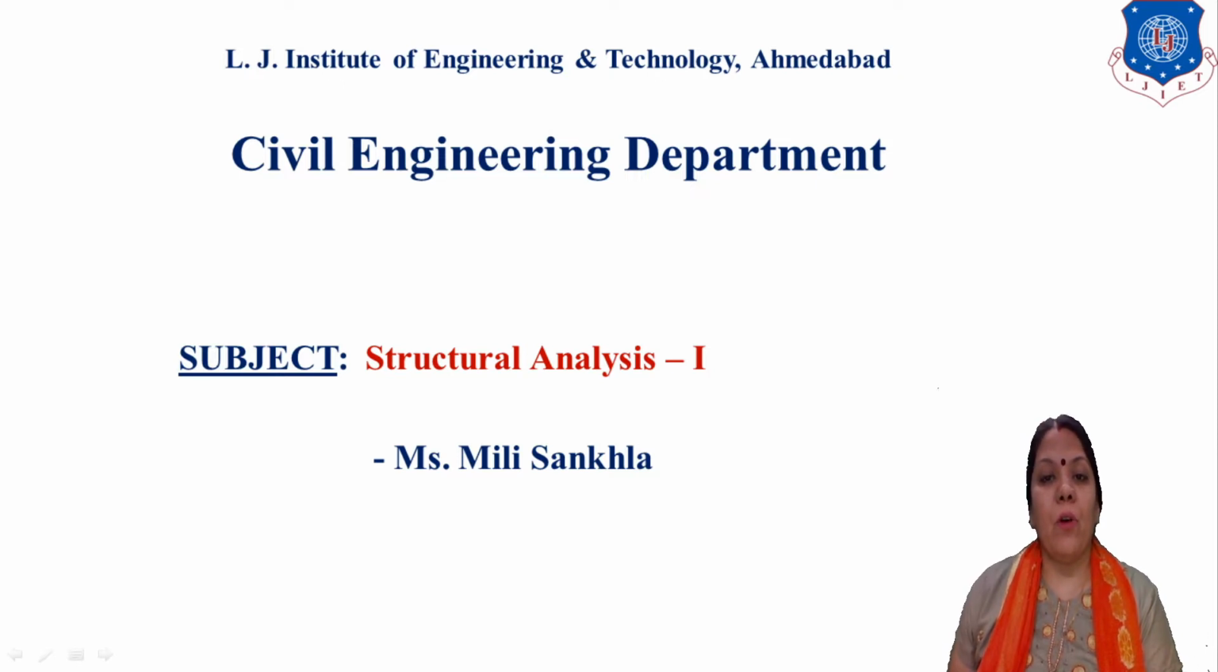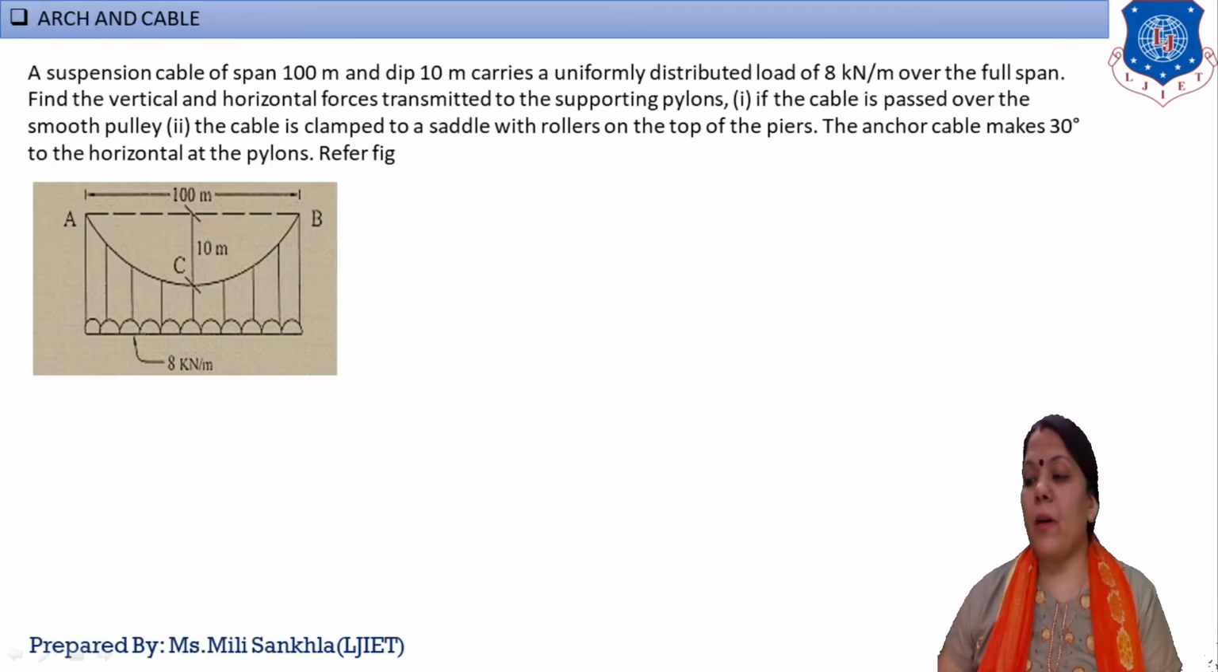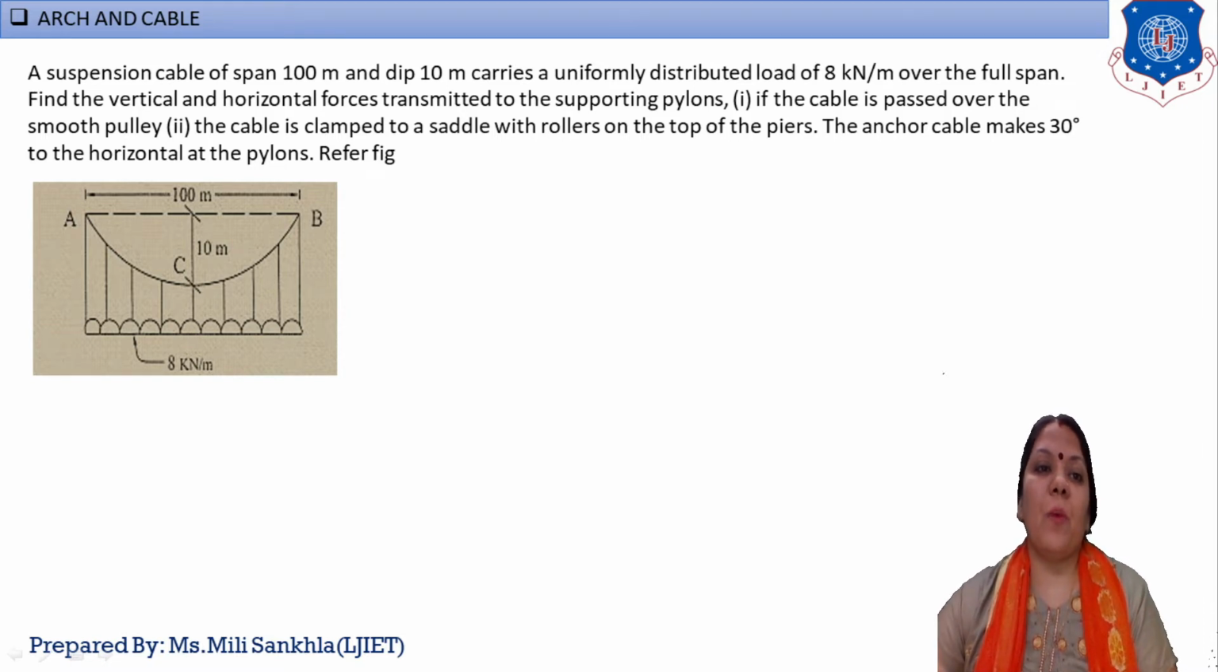Okay, now before starting the example, again refer to the given data properly. In the given example, a suspension cable of span 100 meter and dip equal to 10 meter carries a uniformly distributed load of 8 kN per meter over the full span. Find the vertical and horizontal forces transmitted to the supporting pylons, that means this A and B.